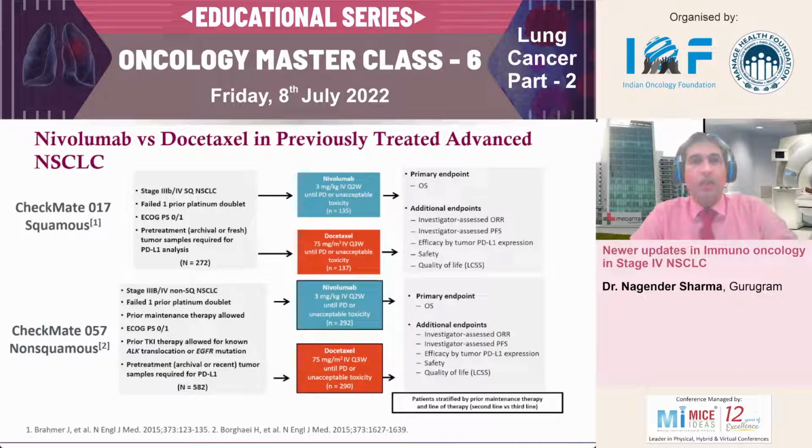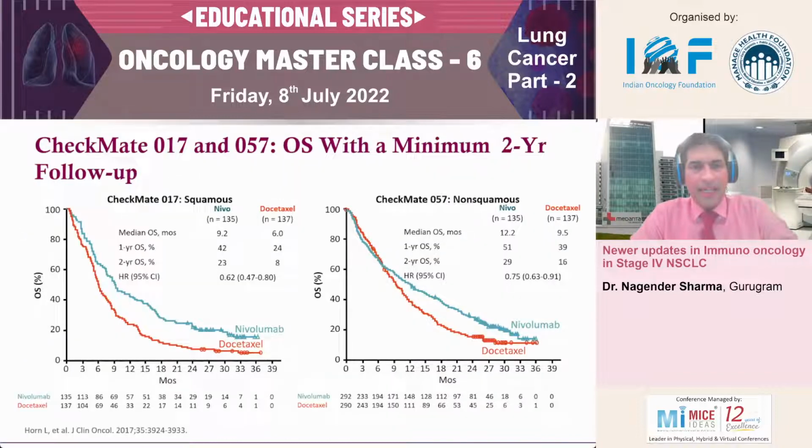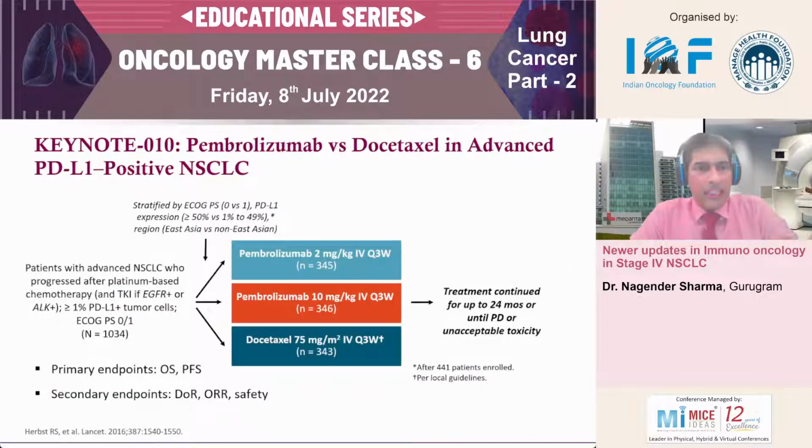So CheckMate 017 trial was for squamous, CheckMate 057 for non-squamous. This was compared with docetaxel in previously treated advanced NSCLC, and this is also a wonderful trial, and the responses are much more durable. CheckMate 017 and 057 overall survival with minimum follow-up was published, and it has shown that it has an overall survival benefit. Hazard ratio 0.62, favoring nivolumab over docetaxel, and the CheckMate 057 trial has shown for non-squamous also, it is favoring nivolumab.